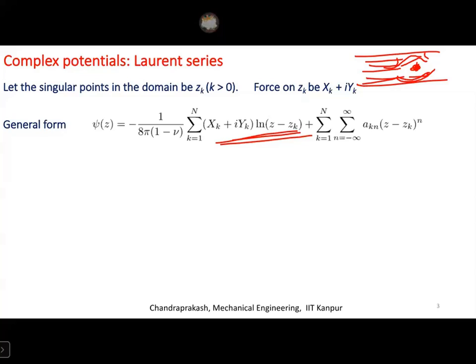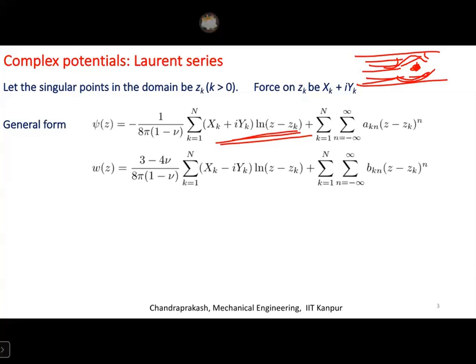Okay, so likewise you choose for the W. If you notice, the difference is that in psi of z, you have xk plus i times yk, whereas for omega or W, you choose xk minus i times yk. That's the difference in the form. Otherwise, rest of the terms remain the same.